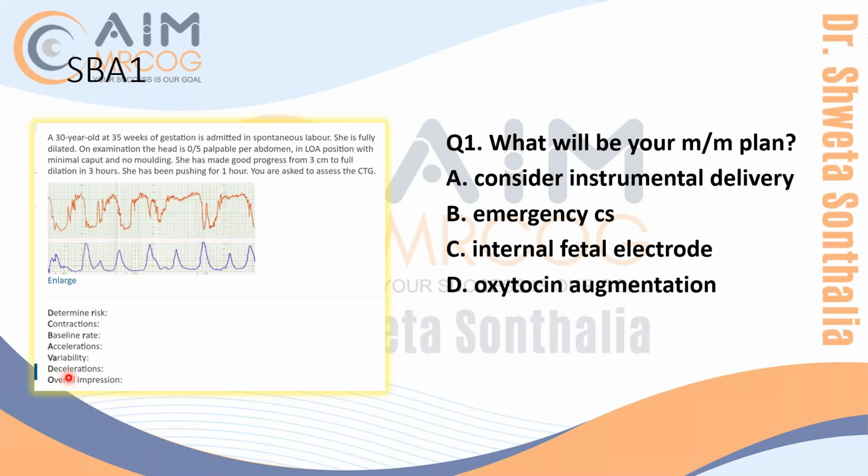So now she's a primary. She's 35 weeks, 0/5 palpable per abdomen, left occipital anterior position, minor caput, 3 centimeter only means early labor. So I should go for... No, she has fully become dilated. She's fully dilated and pushing for 1 hour.